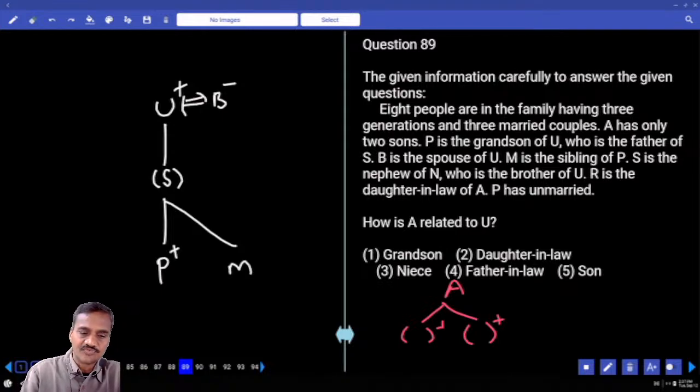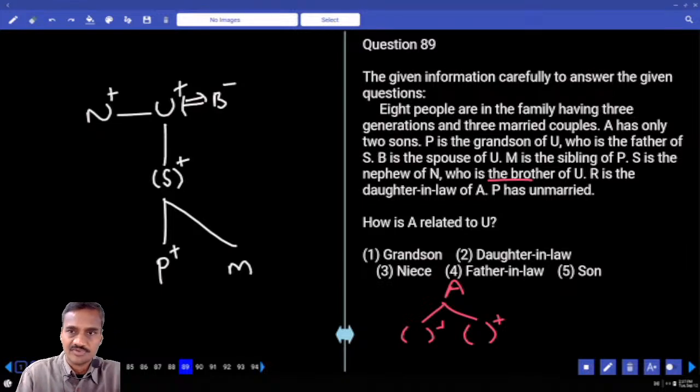S is the nephew of N. That means N must be the sibling of either U or B. And out of which N is the brother of U. S is the nephew. Done with this? Then R is the daughter-in-law of A. That means one of A's sons got married, R is the daughter-in-law. The next one, P is unmarried.